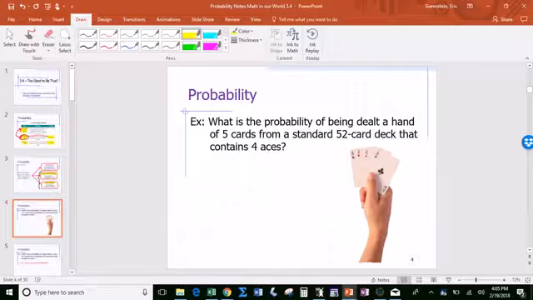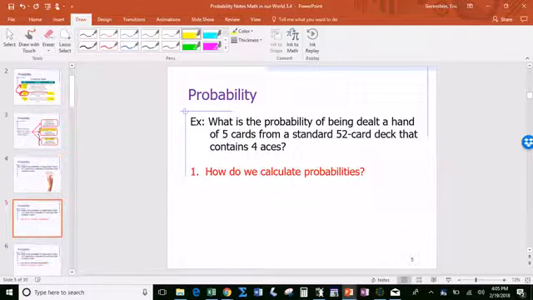All right, so let's approach this systematically and break it down. What are we given? What do we know? What are we looking for? And what formulas must we apply? So how do we calculate probabilities? First of all, this is step 1, going back to the first section of the chapter, the definition of probability: the number of ways your event could happen divided by the total number of possible outcomes. That's why probability comes down to counting.